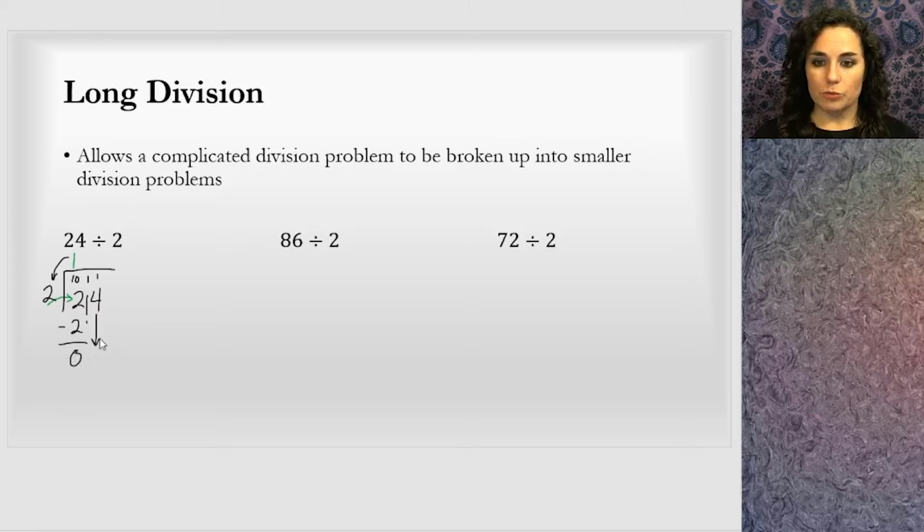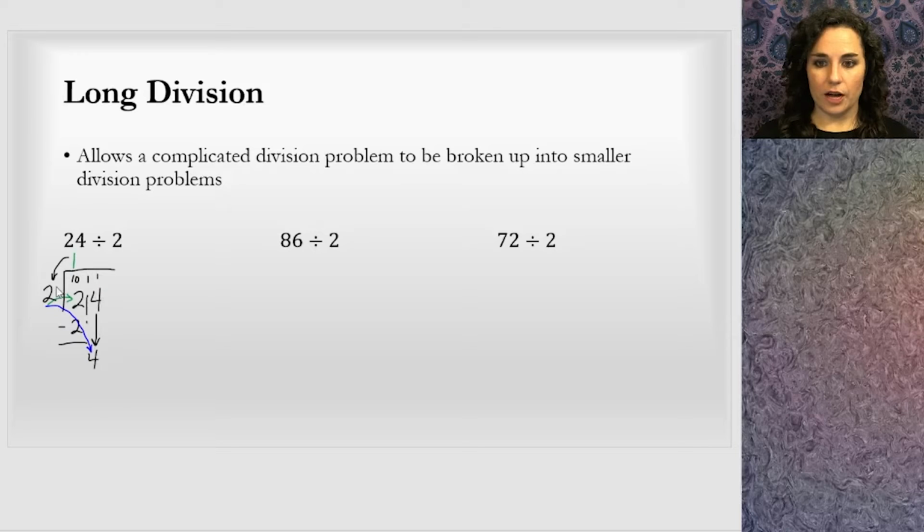The next step is to bring down the 4 and I'm left with just 4 sitting here. And I'm going to erase the 0 so it's not distracting you. We're not going to really use it, but it's the result from the last step. So I bring down the 4 and now the question will be, how many times does 2 go into 4? Okay, now we're in the ones column.